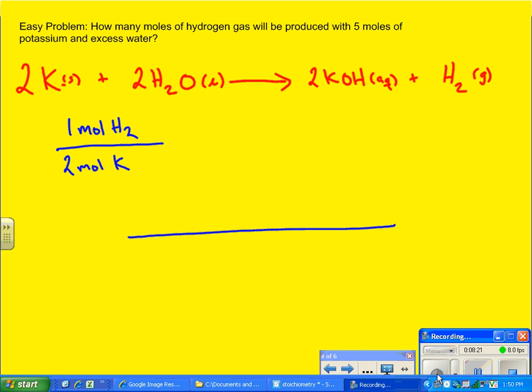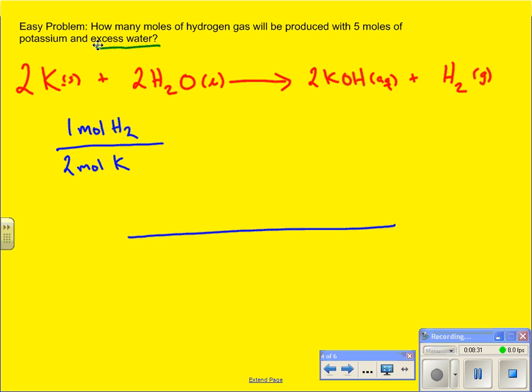Okay, a real easy stoichiometry problem. In this one, how many moles of hydrogen gas will be produced with 5 moles of potassium in excess water? Excess water here just means that we don't have to worry about running out of water in this reaction. We have plenty of it to make it happen. So 5 moles of potassium will yield how much hydrogen? Well, the relationship that we just went over is a molar relationship, a molar ratio. There is 1 mole of hydrogen gas produced for every 2 moles of potassium used as reactants.